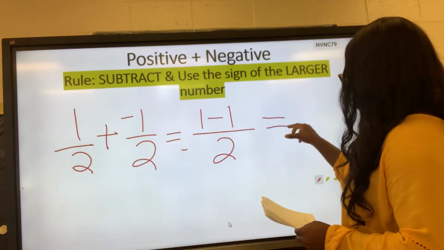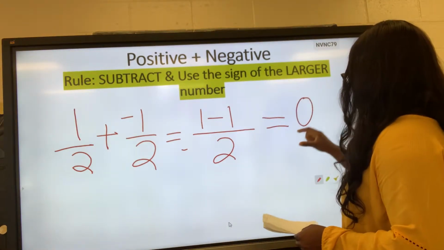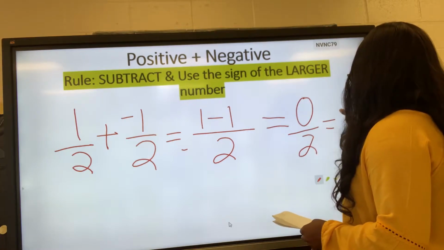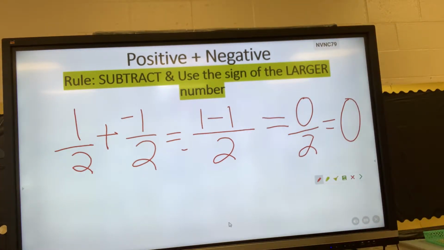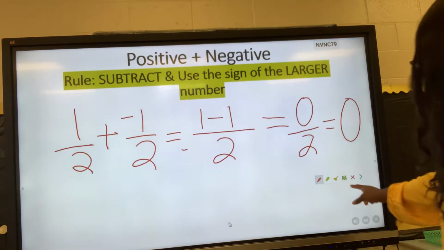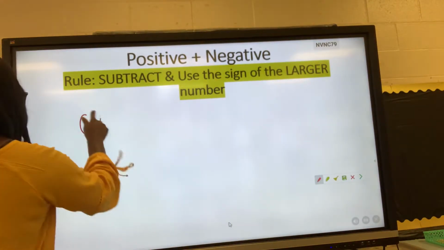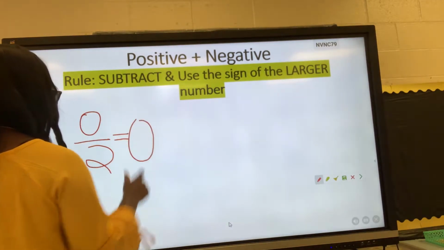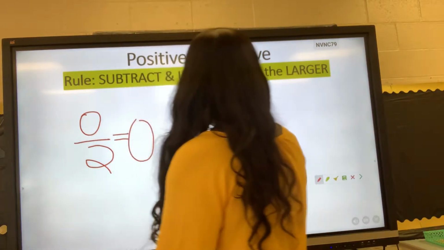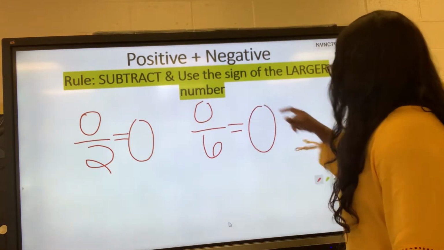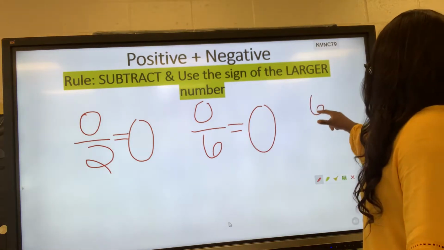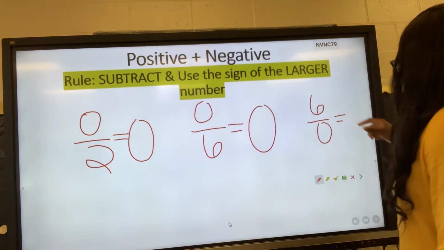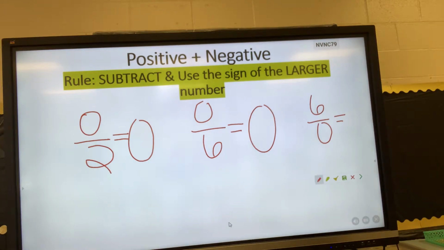Okay? And we know that 1 minus 1 is 0 over 2. And you get 0. Any number underneath 0 is going to be 0. So let me clarify that. If we have 0 divided by 2, the answer is going to be 0. If we have 0 divided by 6, the answer is going to be 0. But what if we have 6 divided by 0? 0 is not divisible by any number.